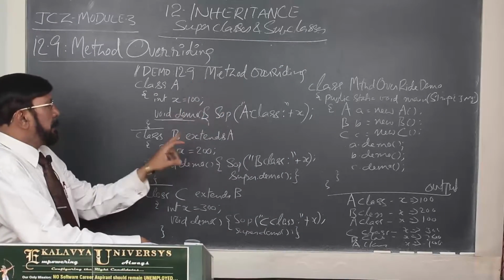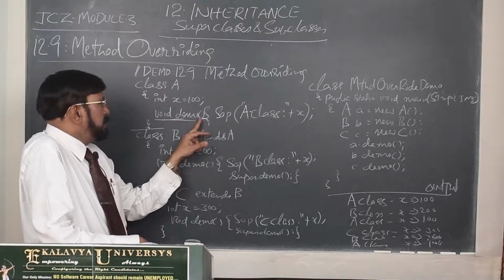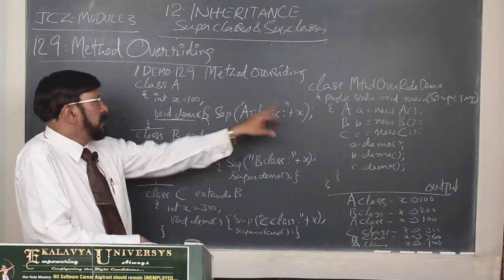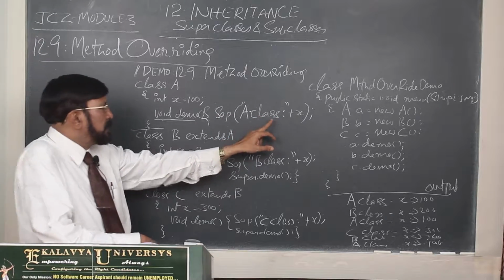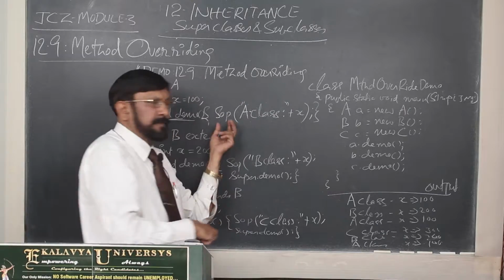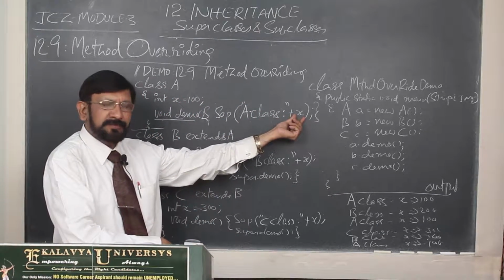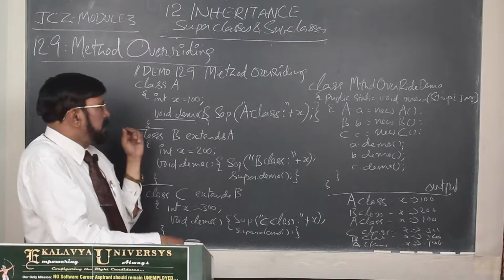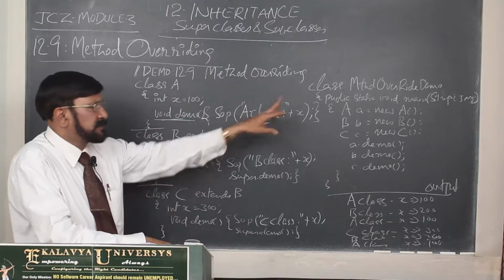This is a super class. In that, void demo, one method I have defined, and in the body of the method I have written one SOP statement to write the x value. For the sake of identification, I am writing "A class x".